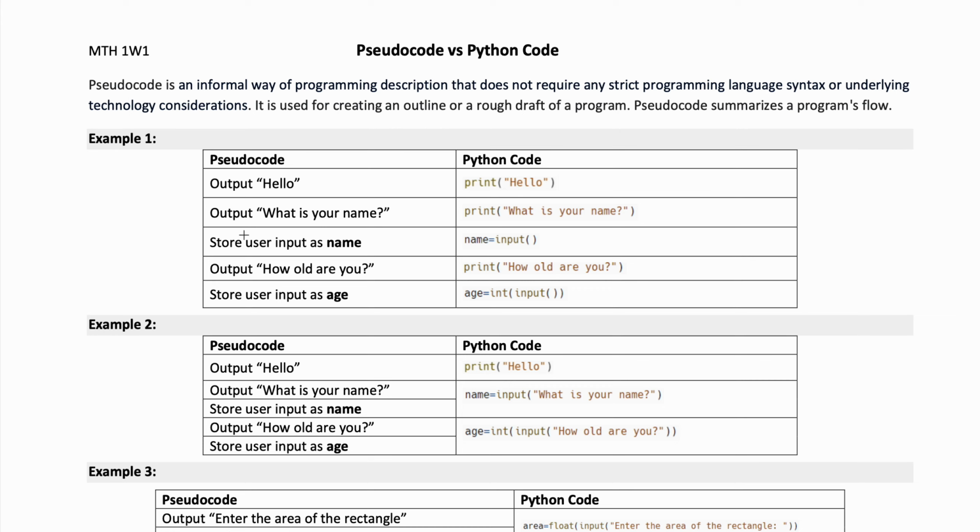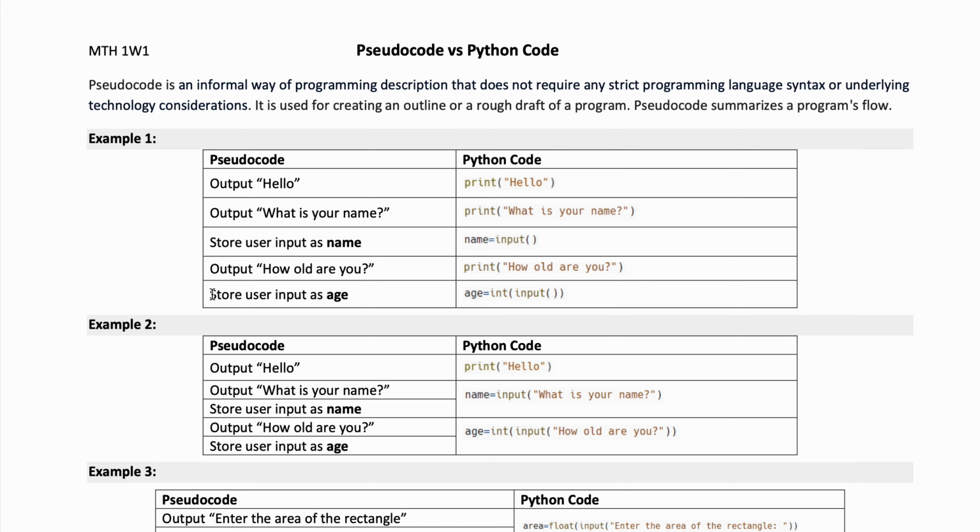You could say in pseudocode store user input as name. In Python, that might look like name equals input. In pseudocode, the line output how old are you would be print how old are you. So pretty much the common thing here is you see output can be equivalent to the print statement in Python, where whatever you want to output is passed within the print function in Python.